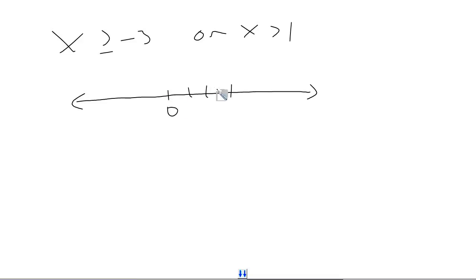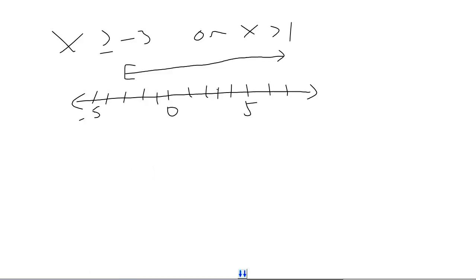Again, this is an OR problem. The solution set just has to satisfy one or the other. I have two inequalities. I need the numbers that satisfy one or the other. So which numbers are greater than or equal to negative 3 or greater than 1? Technically, that's all the numbers greater than or equal to negative 3.